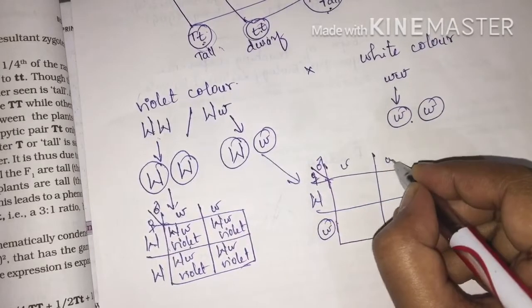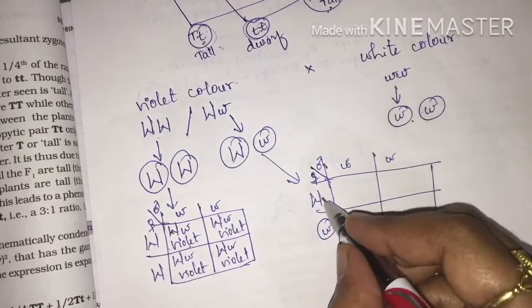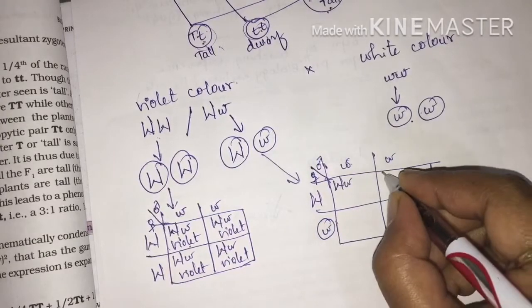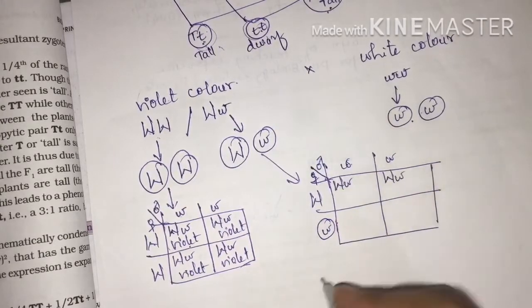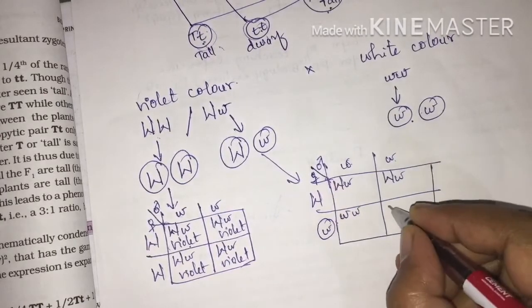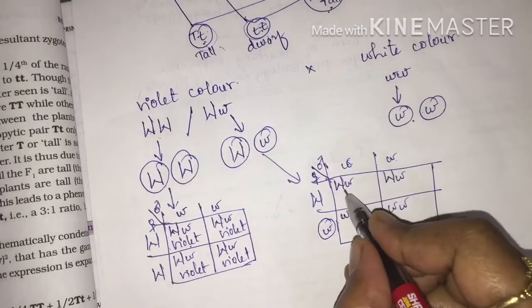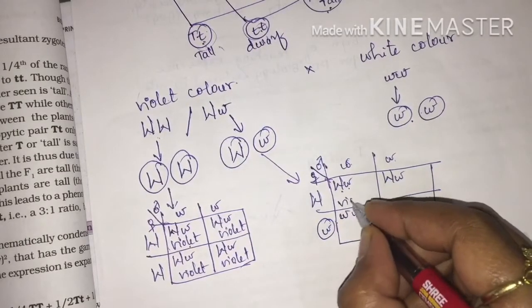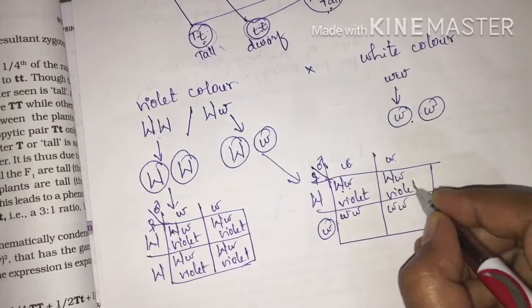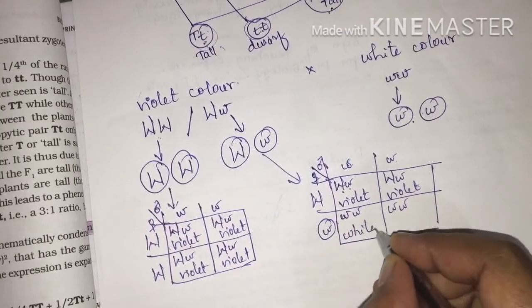Here small w, small w, this small w coming from this side. Now if you cross this capital W with the small w, see here small w, small w, small w, small w. Now what you will write this as? Violet. Why? Because it consists of capital W. Here this one will be violet. Here what you are going to write, it is white.